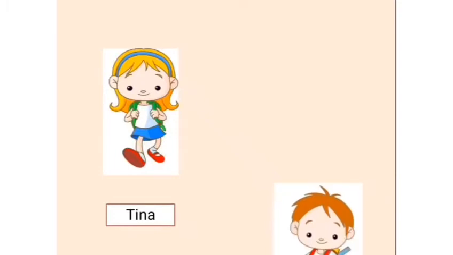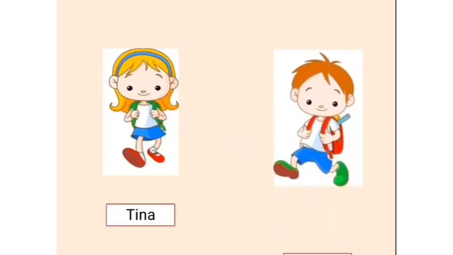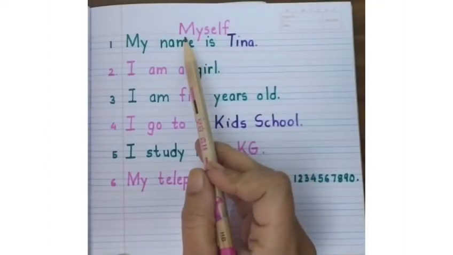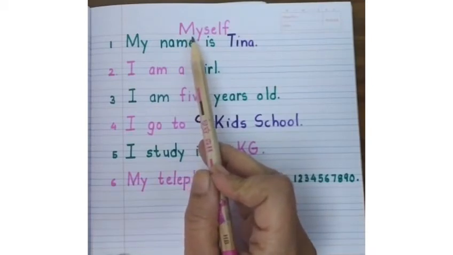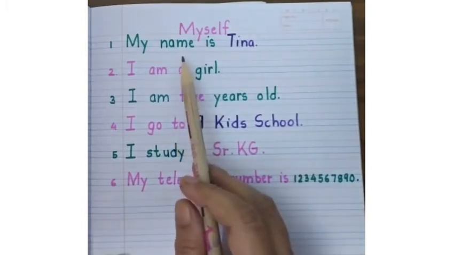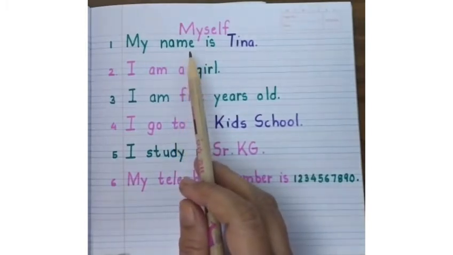Now, she is a girl. Her name is Tina. He is a boy. His name is Dev. Now, children, let's do the oral revision of myself. This myself is about a girl and her name is Tina. So, let's start.